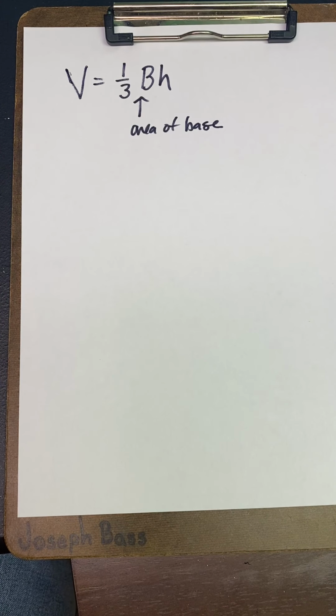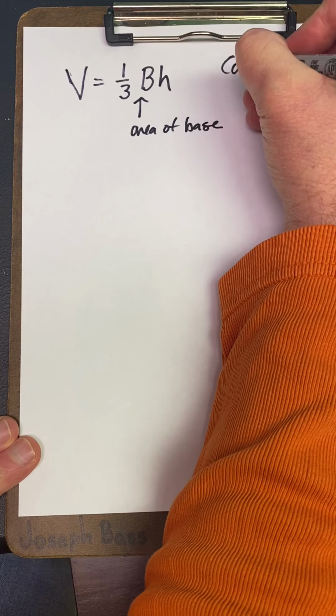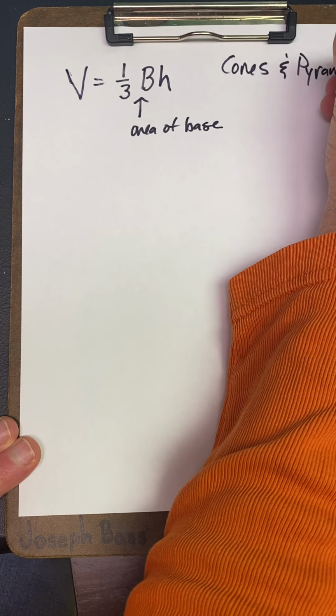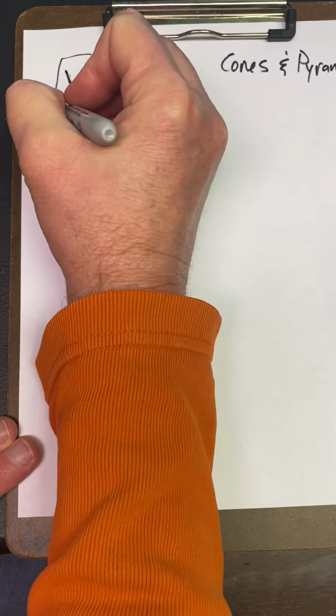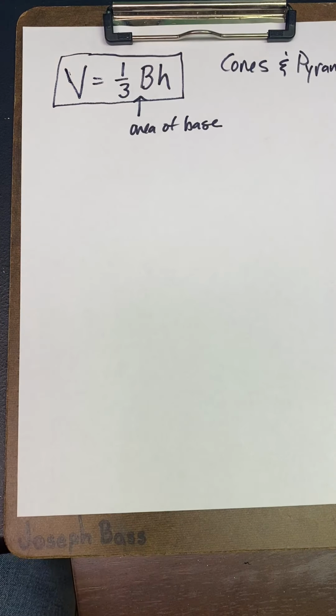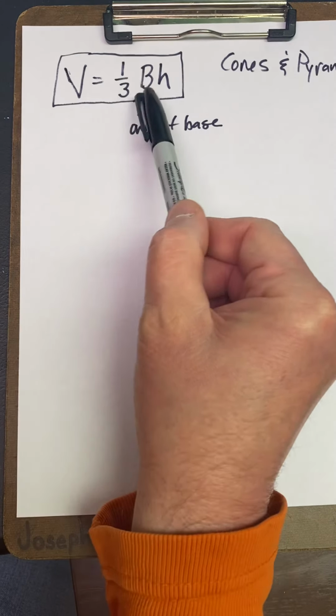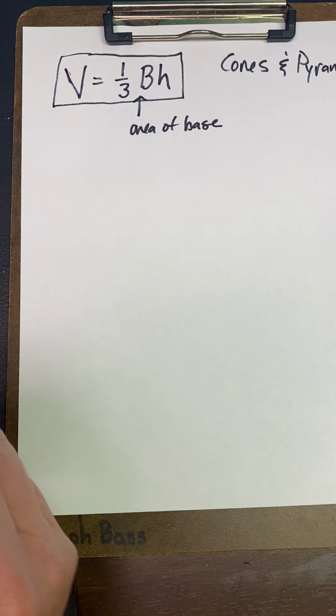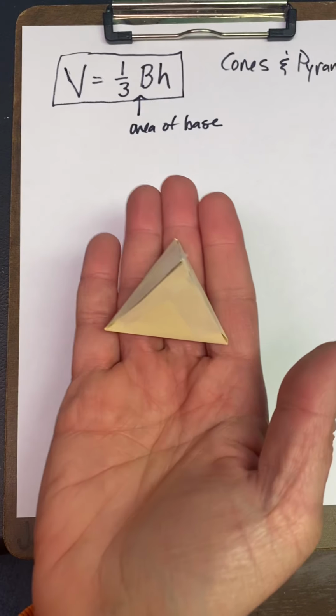let's look at the cone. For cones and pyramids, both of these have the same formula. Kind of like cylinders really had the same formula as prisms, and that was base times the height. The pyramids and cones that come to a point have 1/3 the base times the height.